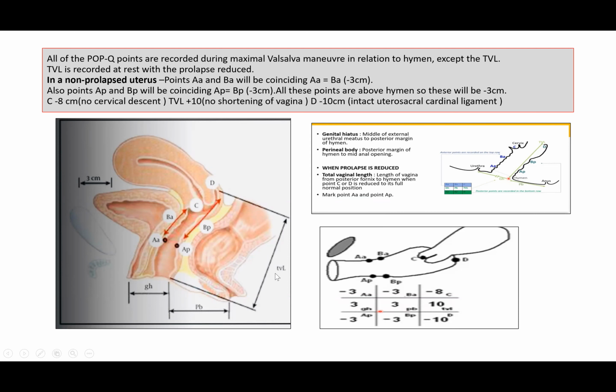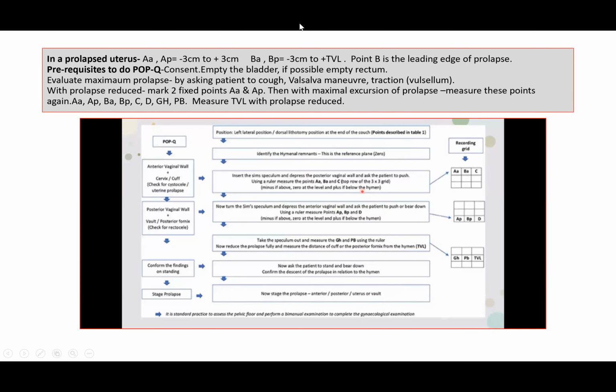Then what about the total vaginal length? This length is from the posterior fornix, that is D, up to the hymen, up till here, when point C or D is reduced to its full normal position. So total vaginal length is the only measurement which is done when the prolapse is completely reduced. All right, so let's move further.